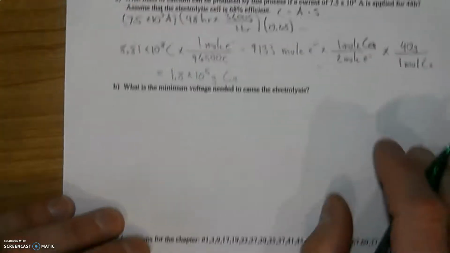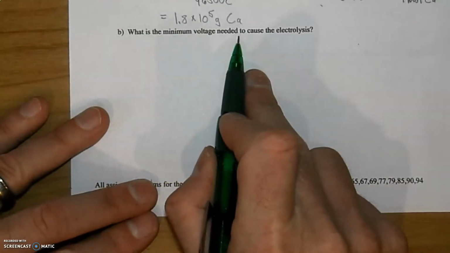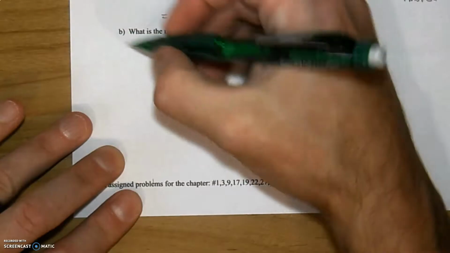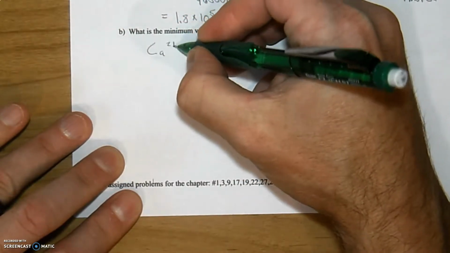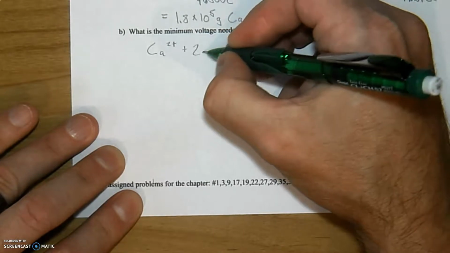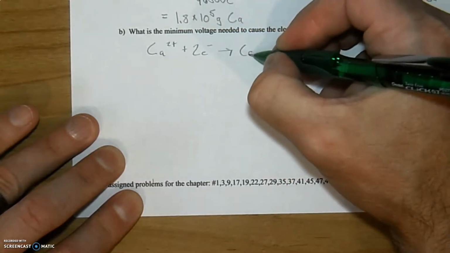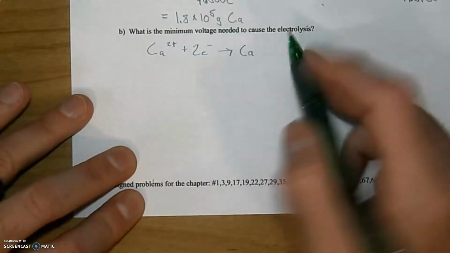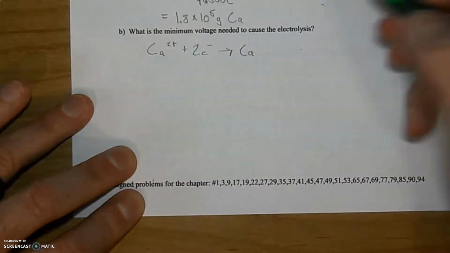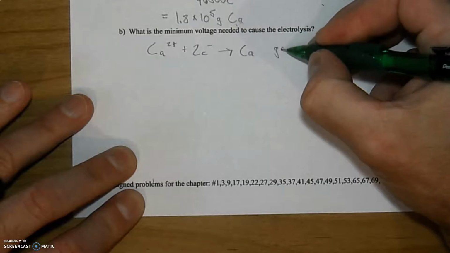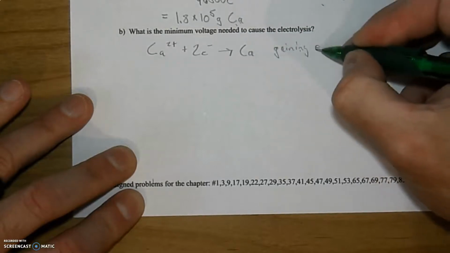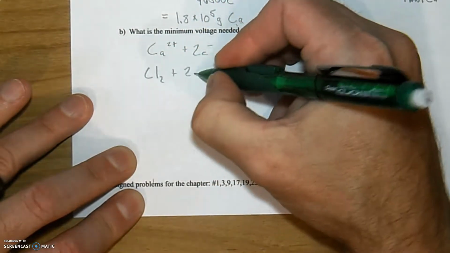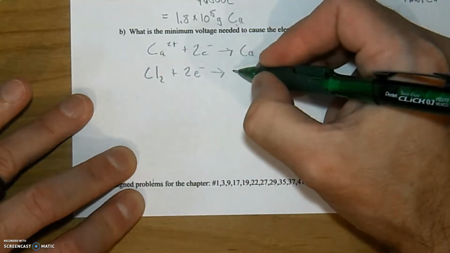All right, let's finish it up. What is the minimum voltage needed to cause electrolysis? In other words, to push this non-spontaneous reaction forward. Well, let's find out. Calcium 2+ is reduction, gaining electrons to give me calcium metal. And we're signifying this is the thing that's going to be gaining electrons based on the electrolysis, getting the calcium metal. The other stuff in here, the chlorine, for its reduction potential, and again, I know this doesn't work. It's an electrolysis reaction.